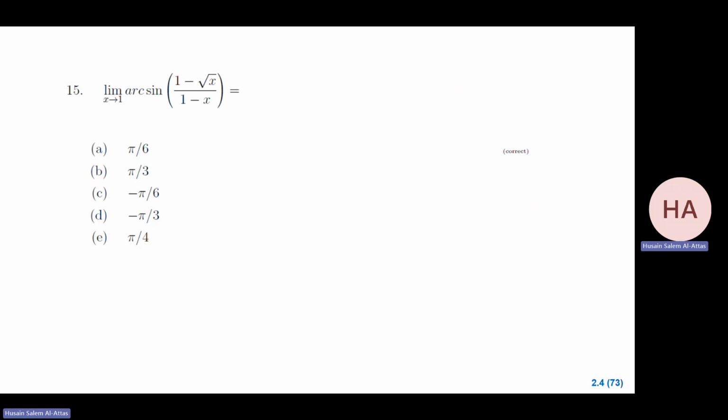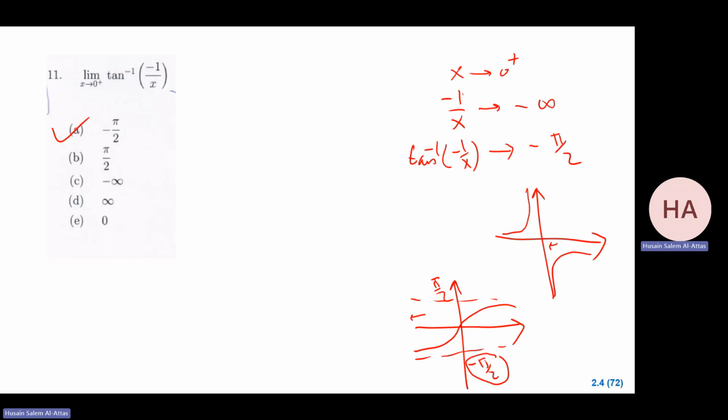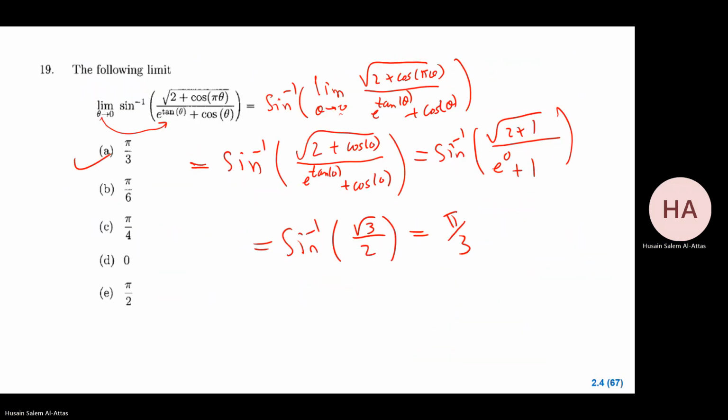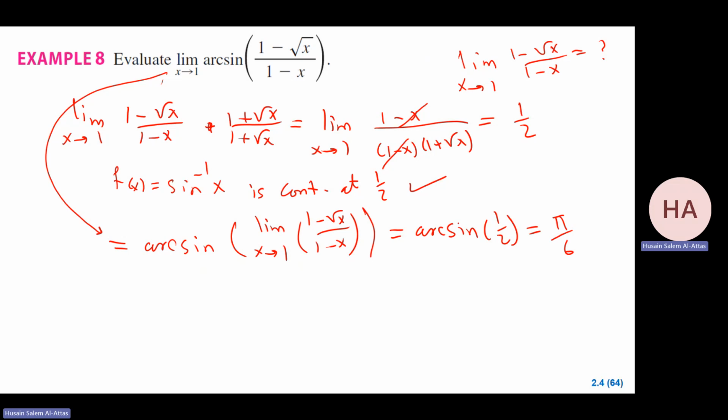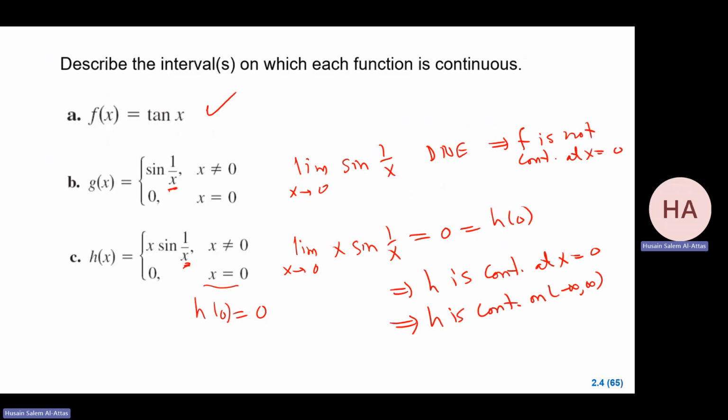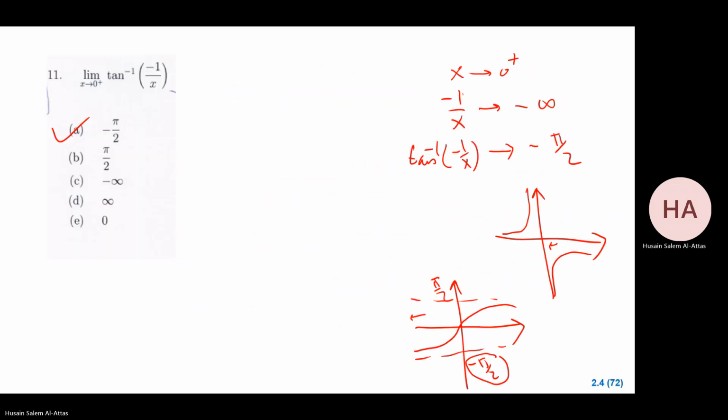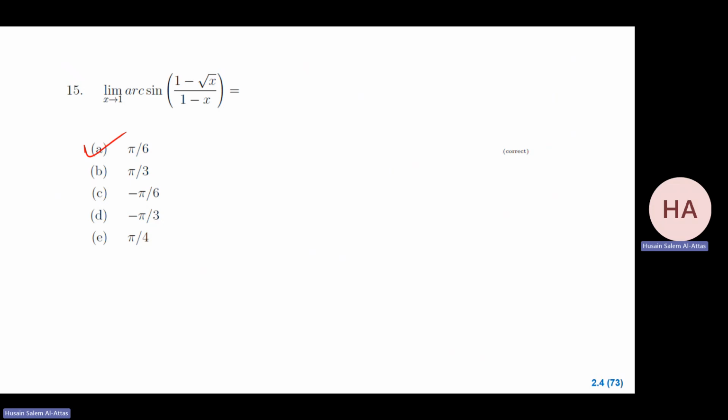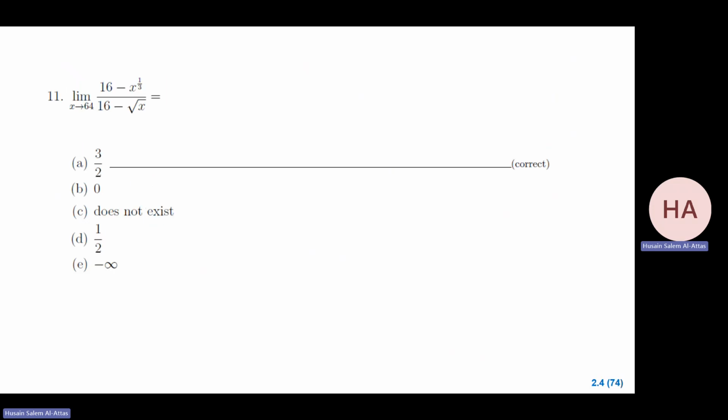Arc sine, I think we did this. We did this before. Yeah, it's the same as this one. So the answer is pi over 6. Yeah, this is the answer. We need to do it again.